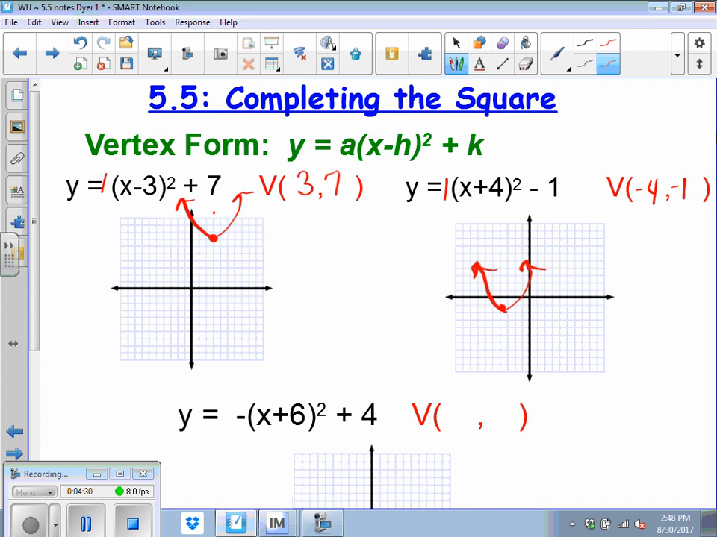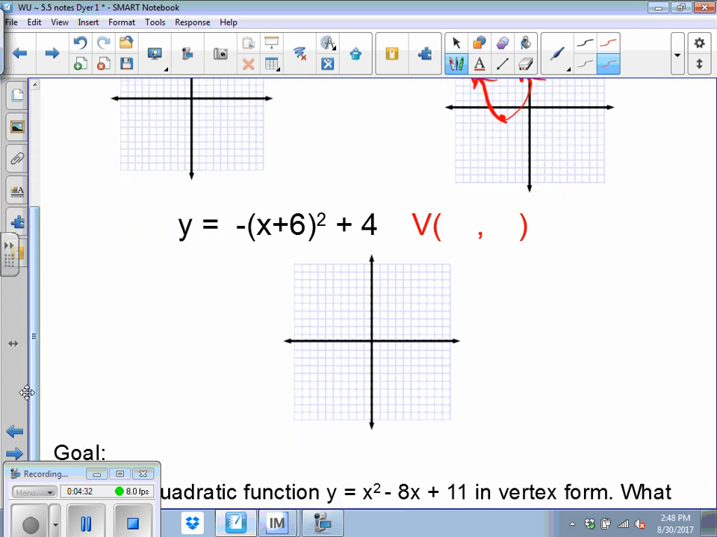Okay? But down here, what's the x-coordinate from our vertex? Negative 6, because we look right here. It's the opposite sign. So negative 6, and what's my y-coordinate? 4. Positive 4. So negative 6, it's negative 1, 2, 3, 4, 5, 6, and positive 4.